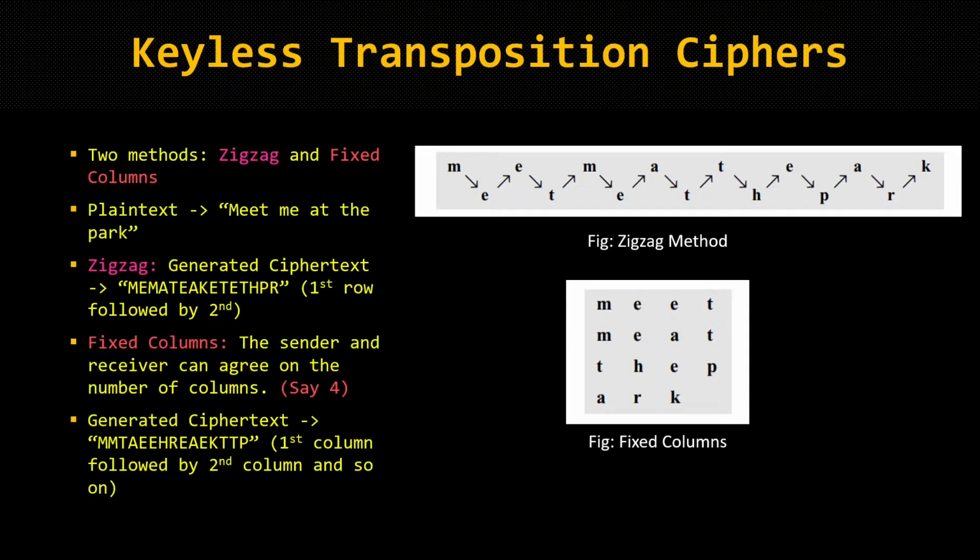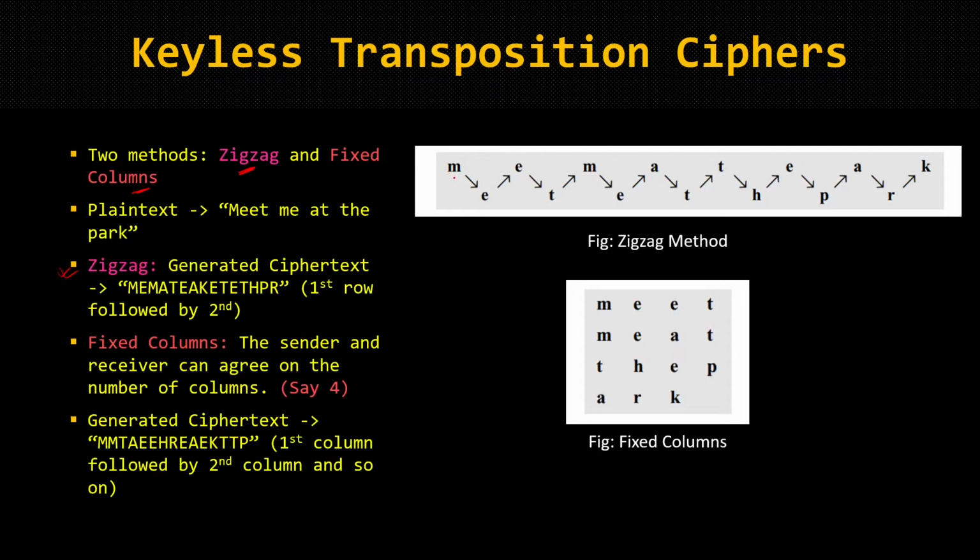As you know, the transposition cipher is of two types. The first type is the keyless transposition cipher. In the keyless transposition cipher, we have two methods, one of which is the zigzag method and the next is the fixed column method. Here we have a plain text, "meet me at the park". In the zigzag method, we arrange the plain text in a zigzag manner.